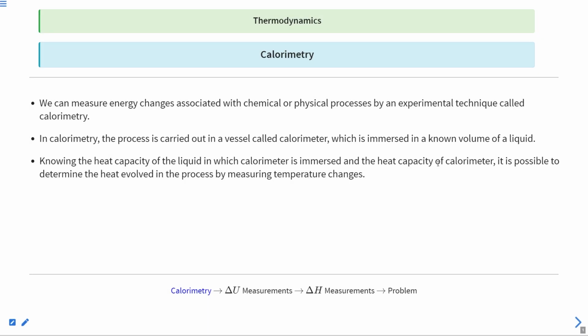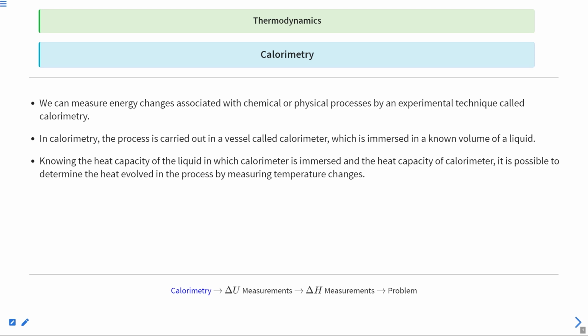So in the previous class, we learned a very important definition of delta U, which says that delta U is equal to the heat change at constant volume. And for enthalpy also, we learned a very important formula that gives us that the enthalpy change at constant pressure is equal to the heat exchange during that process. So we can say that delta U is equal to QV and delta H is equal to QP.